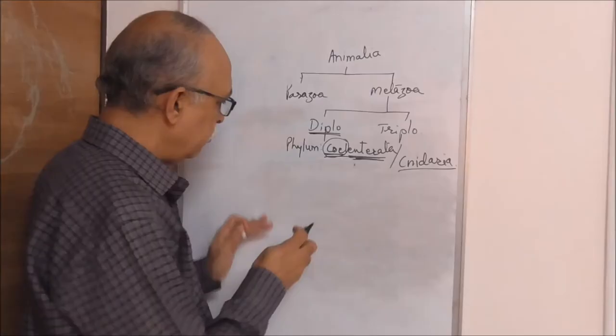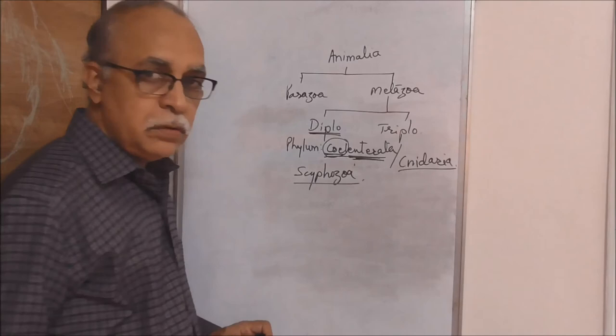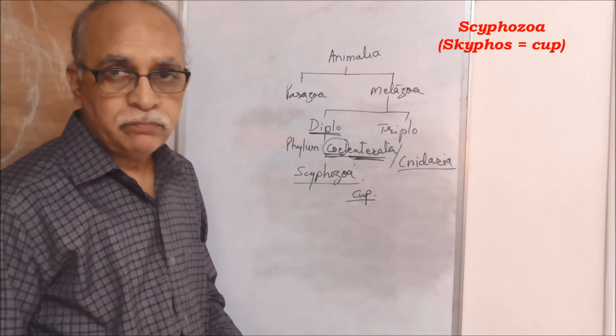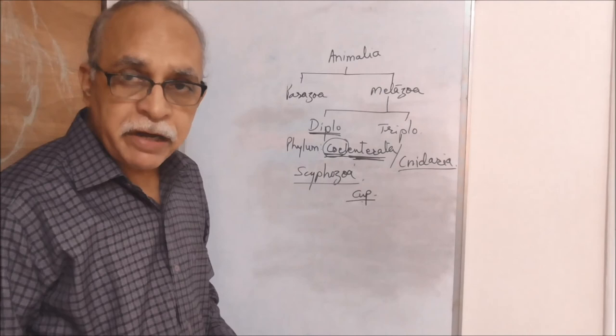Next is Scyphozoa. The word scypho stands for a cup. So cup-like organisms here, exclusively medusoid. Polyps are usually not seen. Exclusively medusoid organisms. So free swimming, sexual forms. Again, exclusively marine forms, not seen in fresh water, unlike hydrozoans.